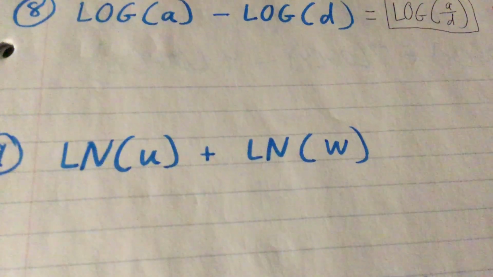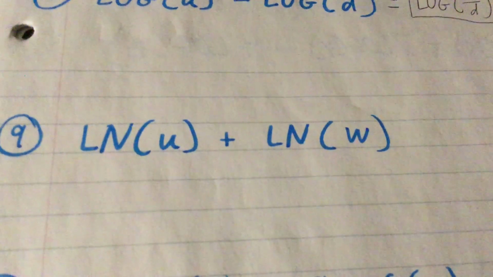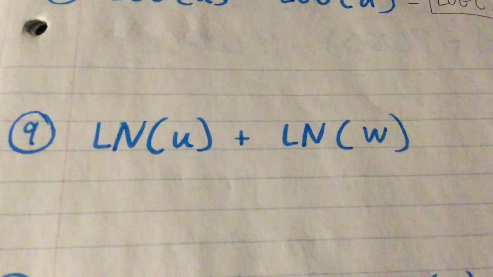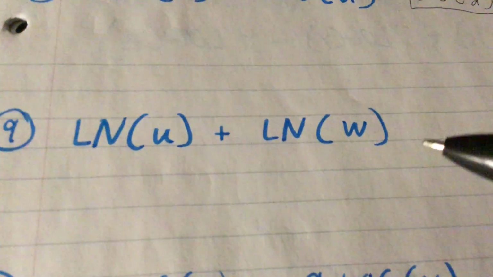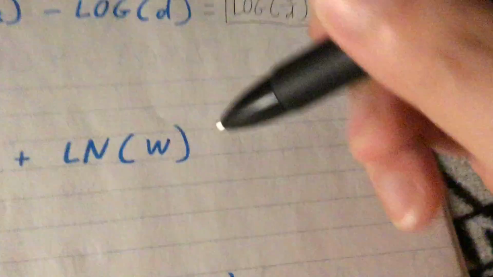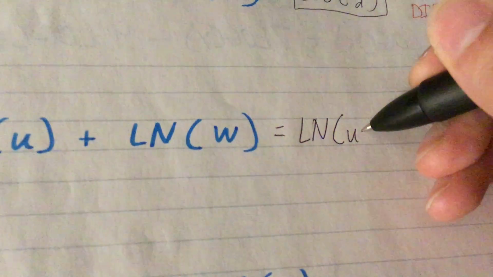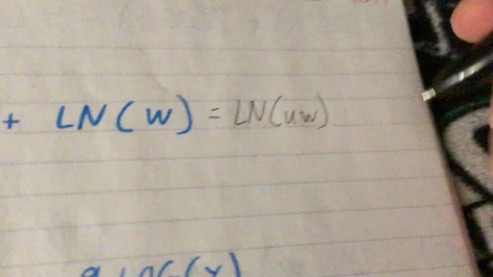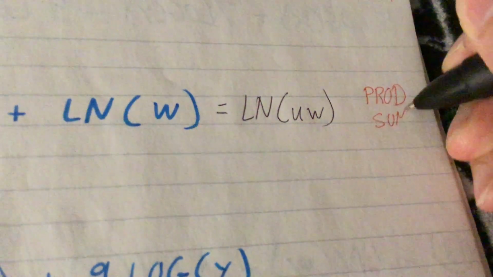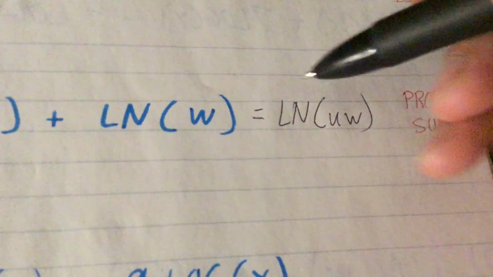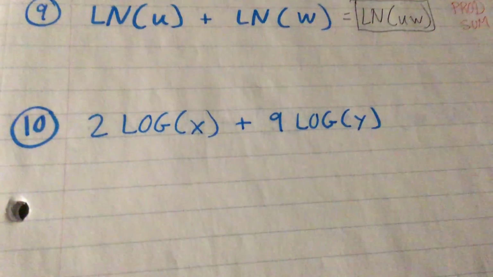Number 9, the natural log of U plus the natural log of W. Condense that into one neat little logarithm. Addition with the same log base means it could be together with the same log base as a multiplication problem. So that'd be the natural log of UW, or U times W, and that is the product sum rule. All right, now we're cooking.